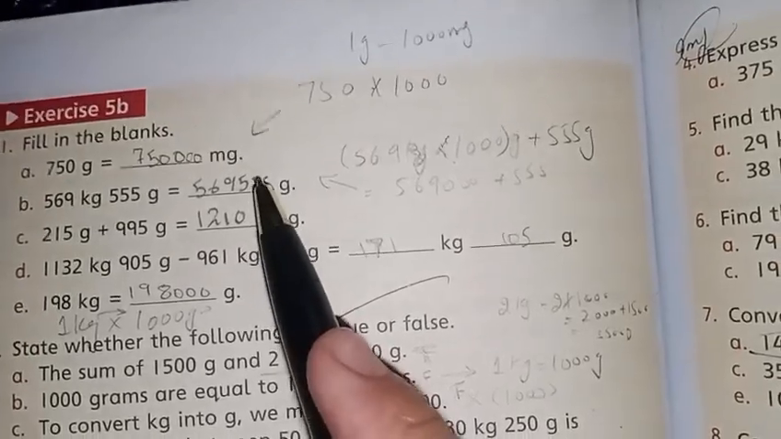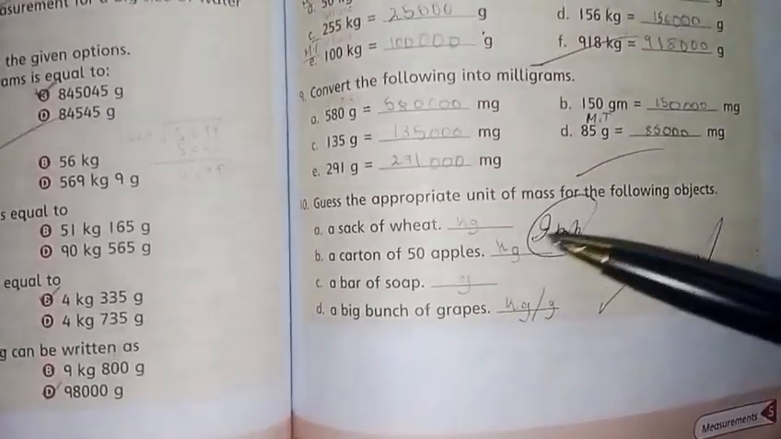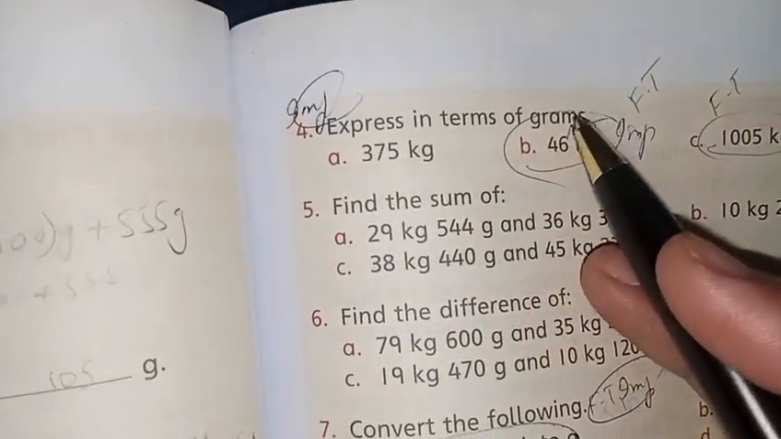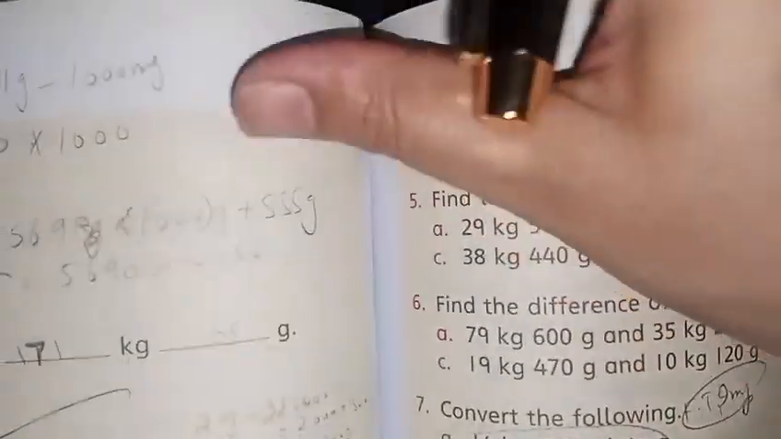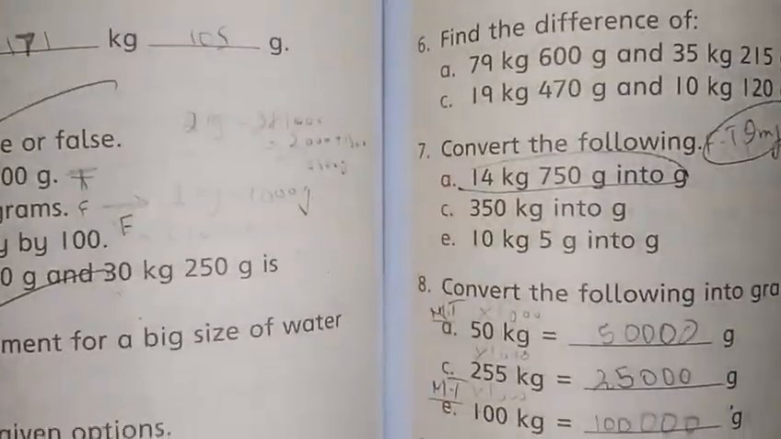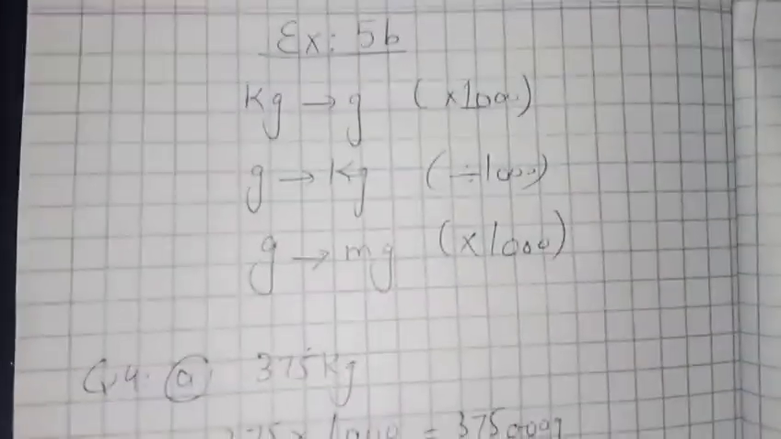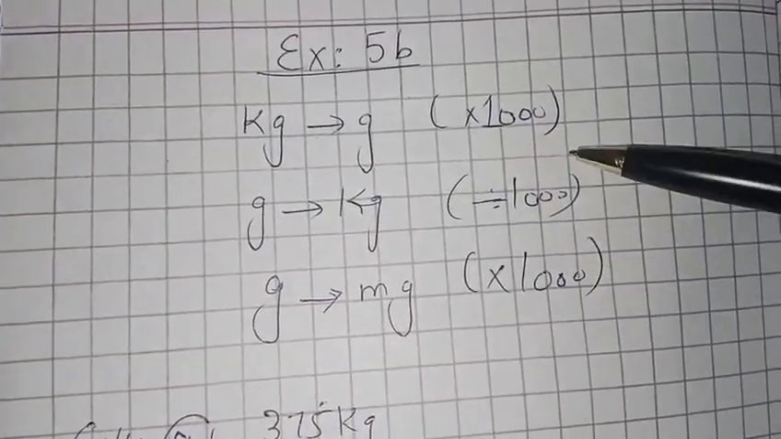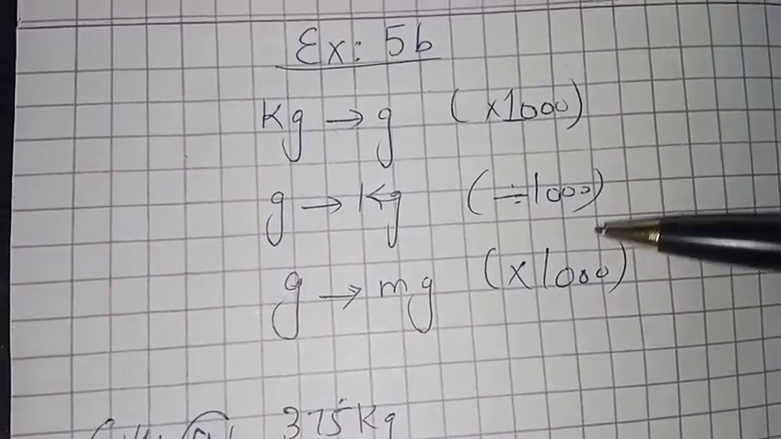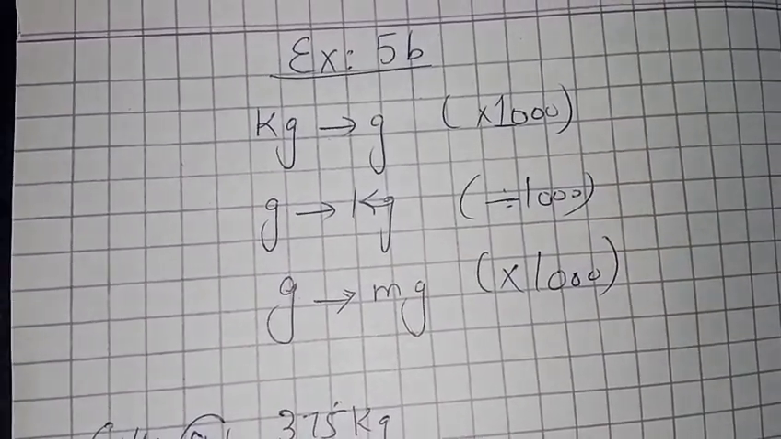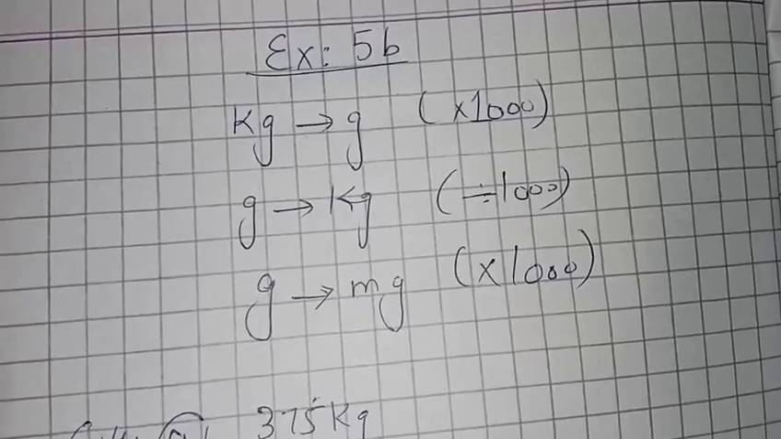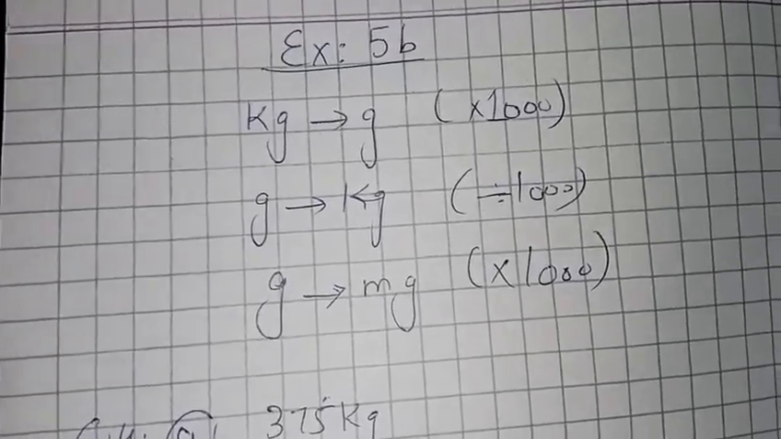Now I have given you exercise 5B, question number 4, question number 7, and question number 10 as well. So what about question number 4? How can you solve it? Express this into the gram. Look at this one solution I have done for you on the copy. Take a look at exercise 5B, these are the important points. If you want to write these points in your book, you can write. If you want to understand it, you can understand from the video.